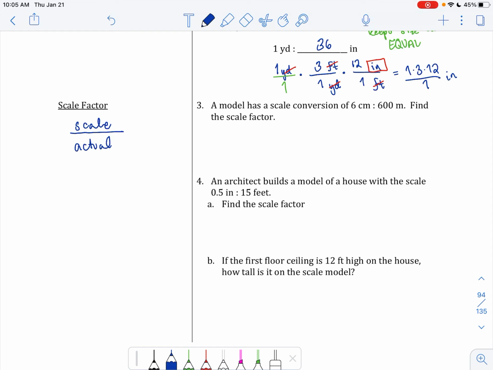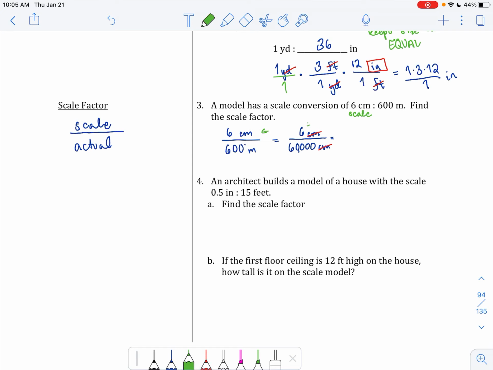A model has a scale conversion of 6 centimeters to 600 meters. Find the scale factor. This is the example from part B above, but now we want to write it as a factor. So we've got 6 centimeters to 600 meters. Again, scale in the numerator is the same as scale first. Now, just like we saw in our previous lesson, we want to convert it to the same unit. So we are going to write the denominator as 60,000 centimeters, and 6 centimeters in the numerator. And now we know we are on the right track because the units will cancel.